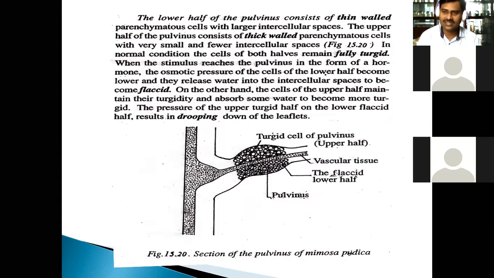But when we touch it, what happens? With touch, the lower half becomes flaccid and releases water into the intercellular spaces. On the other hand, cells of the upper half remain turgid, and they absorb some of the water to become more turgid. The presence of the upper turgid half and lower flaccid half results in dropping. Due to that, the leaflet drops down.